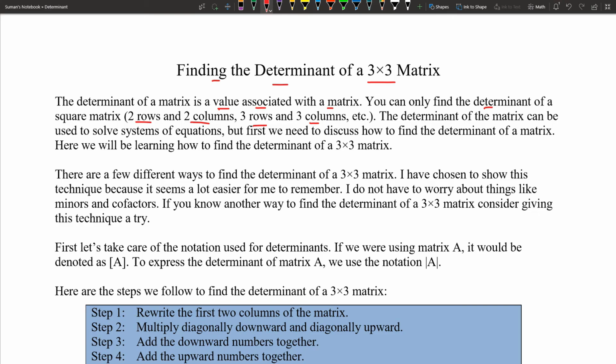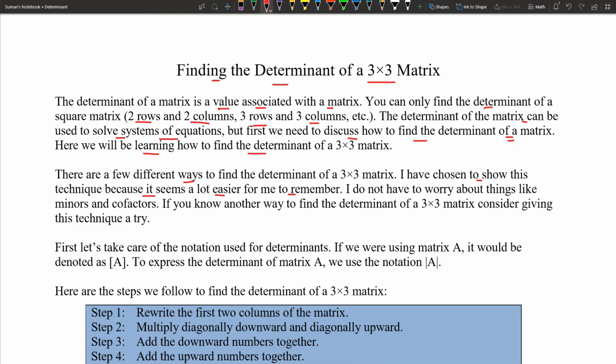So the determinant of a matrix can be used to solve systems of linear equations. But first we need to discuss how to find the determinant of a matrix. Here we will be learning how to find the determinant of a 3 cross 3 order matrix. Now there are a few different ways to find the determinant of a 3 cross 3 matrix. Here I have chosen to show this technique because it seems a lot easier for me to remember.